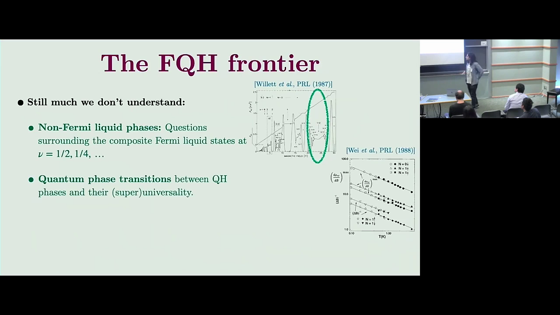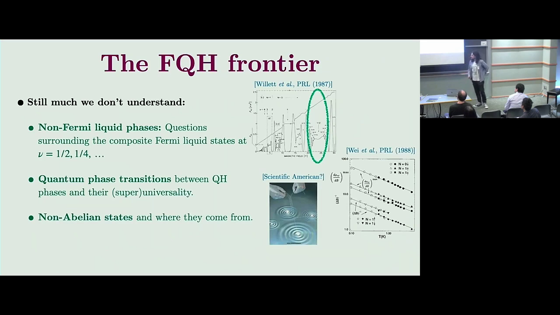But also beyond that, we don't understand many aspects of quantum phase transitions between fractional quantum Hall states. In particular, they have features such as superuniversality, or at least proposed superuniversality, a sharing of critical exponents between quantum Hall transitions that we still don't understand. And even those exponents themselves, we have a hard time explaining. And also, as Jiaqi was discussing, we have an ongoing developing understanding of non-abelian states and where they come from, but that's still very much incomplete.